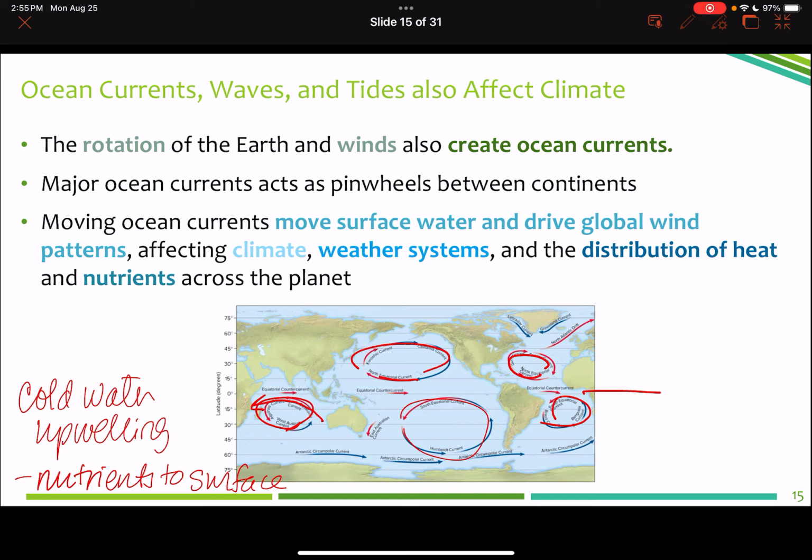Upwelling is going to be really important away from the equator. Around the equator, we actually don't have a lot of upwelling, and it just has to do with the way that the currents work on the equator. On the equator, the warm water is not moved away from any particular region, and so we don't get upwelling. We'll come back to that in just a little bit.